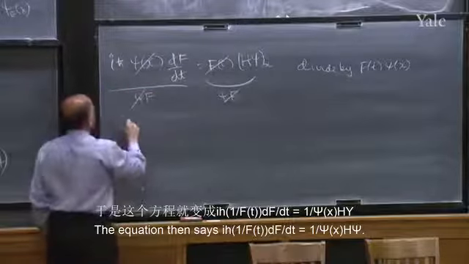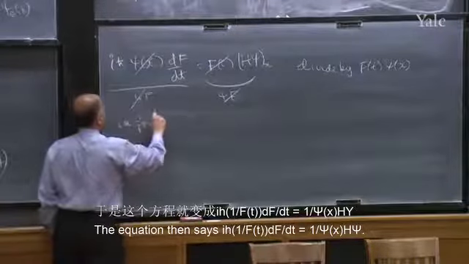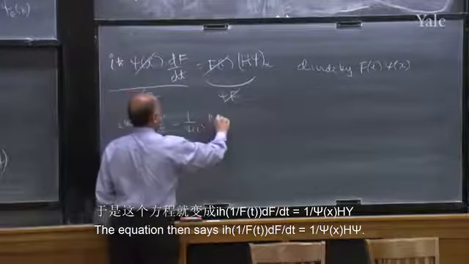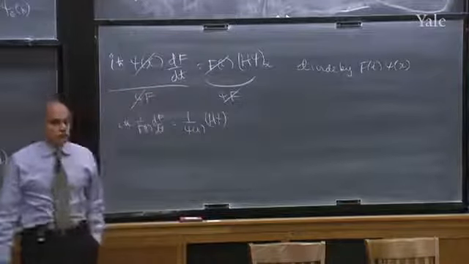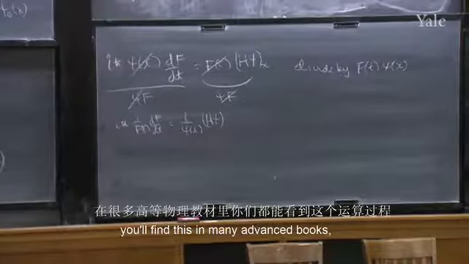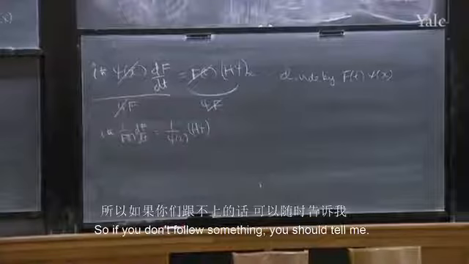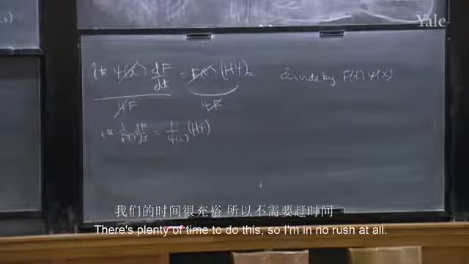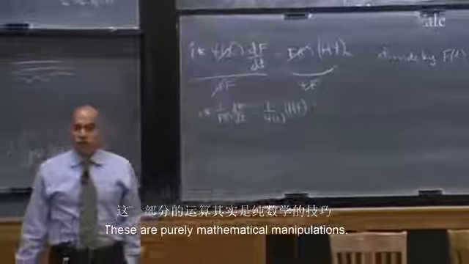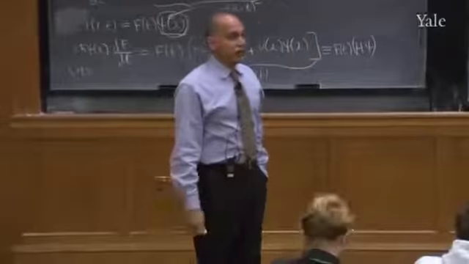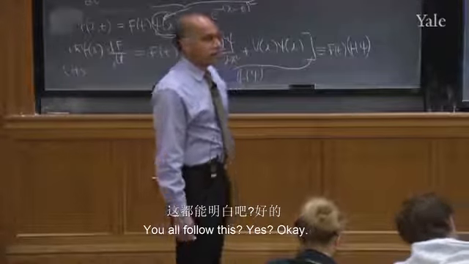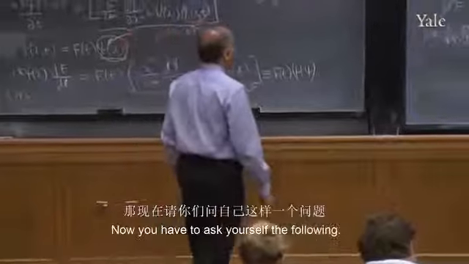The equation then says i h bar 1 over f of t df dt is equal to 1 over psi of x h psi. I've written this very slowly because I don't know. You will find this in many advanced books, but you may not find it in our textbook. So if you don't follow something, you should tell me, there's plenty of time to do this. So I'm in no rush at all. Do you follow? These are purely mathematical manipulations. We have not done anything involving physics. You all follow this? Yes? Okay.